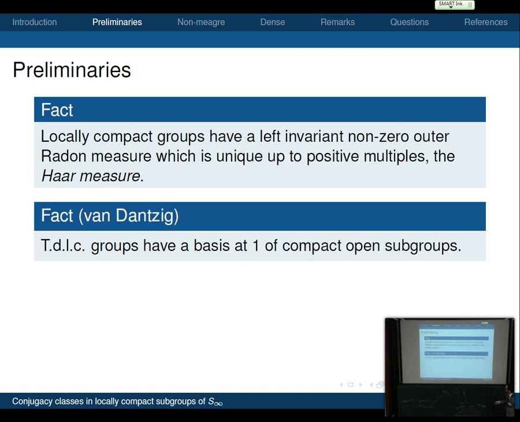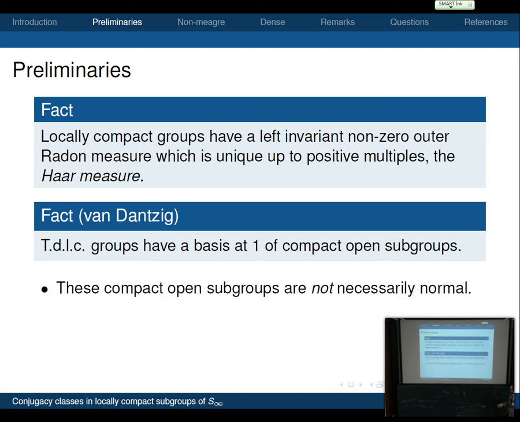And I'll recall to you this theorem one more time, that a T.D.L.C. Polish group has a basis at one of compact open subgroups. And we should remark that these compact open subgroups are not necessarily normal. In fact, there are plenty of non-discrete T.D.L.C. Polish groups which are simple. For example, there's an old theorem of Tits that says that there's an index 2 simple subgroup inside of the automorphism group of a regular tree. And these subgroups are profinite.